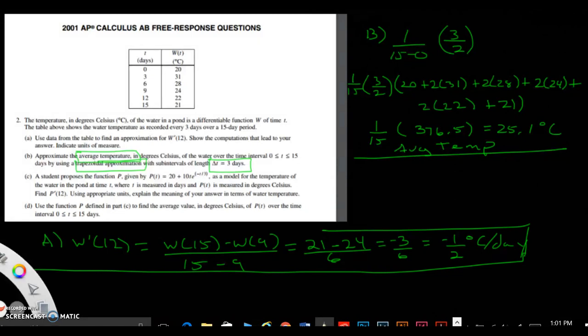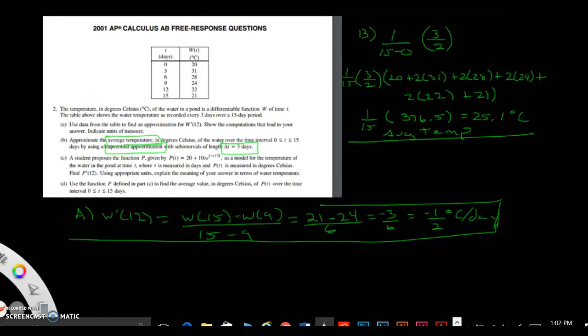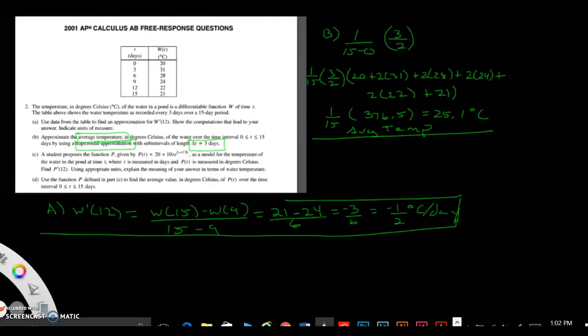Part C says a student proposes a function P given by P of t is equal to 20 plus 10 t e to the negative t divided by 3 as a model for the temperature of the water in the pond at time t, where t is measured in days and P of t is measured in degrees Celsius. Find P prime of 12. Using appropriate units, explain the meaning of your answer in terms of water temperature. Okay, so that's pretty easy. So let me move that away over here.